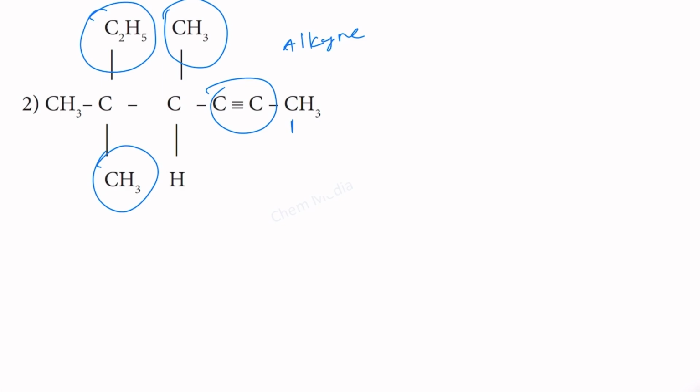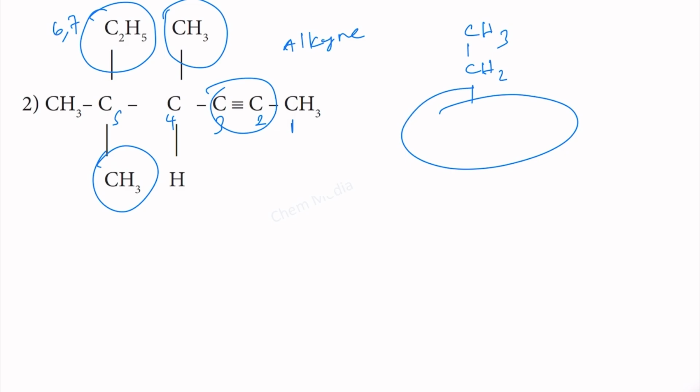Number it 1, 2. The reason we number right to left here is because we need to give lower number for the alkyne. 3, 4, 5, and then we have 2 carbon atoms here, that will become 6 and 7, because when you expand and write it, it will be CH2, CH3 and then whatever the rest. So, this means that we have total 7 carbon atoms in our long continuous carbon chain. Therefore, the root word is hept. That means we have 3 methyl groups.